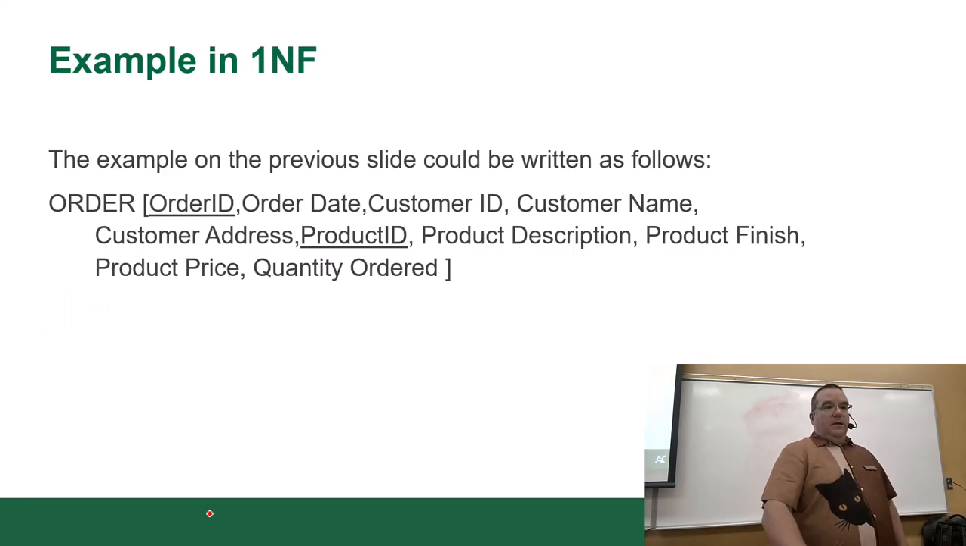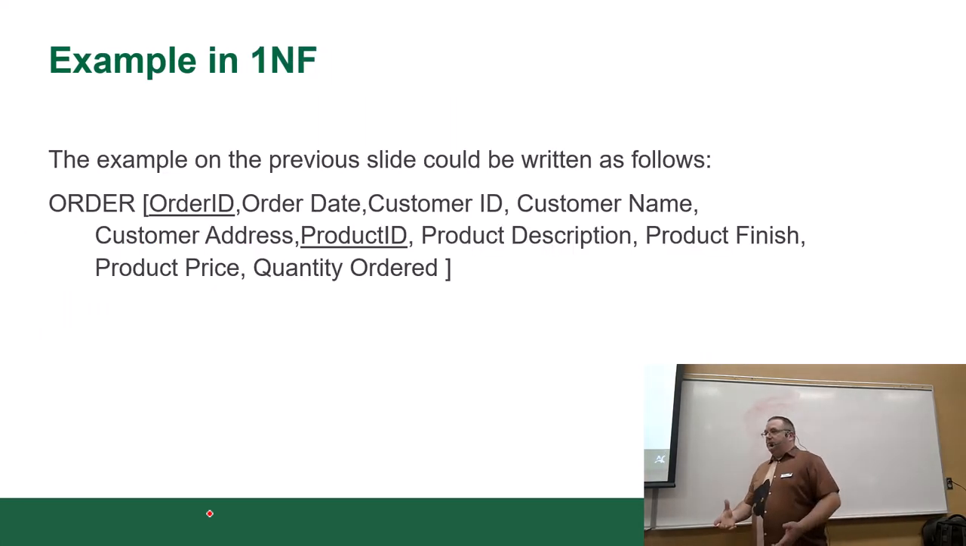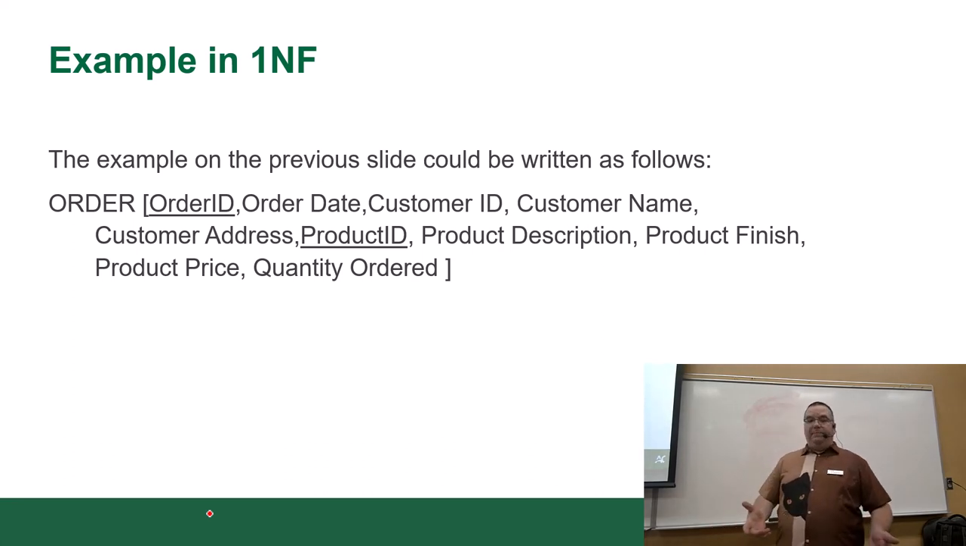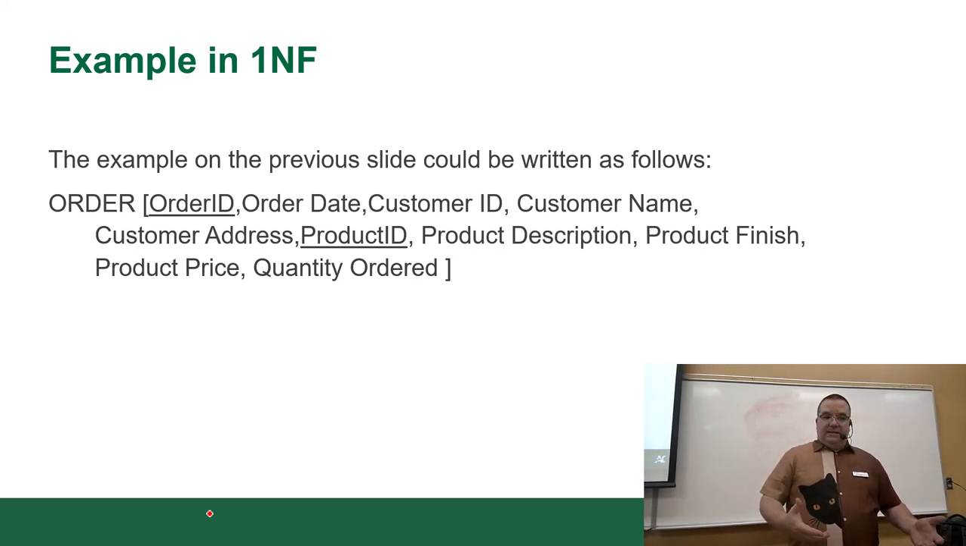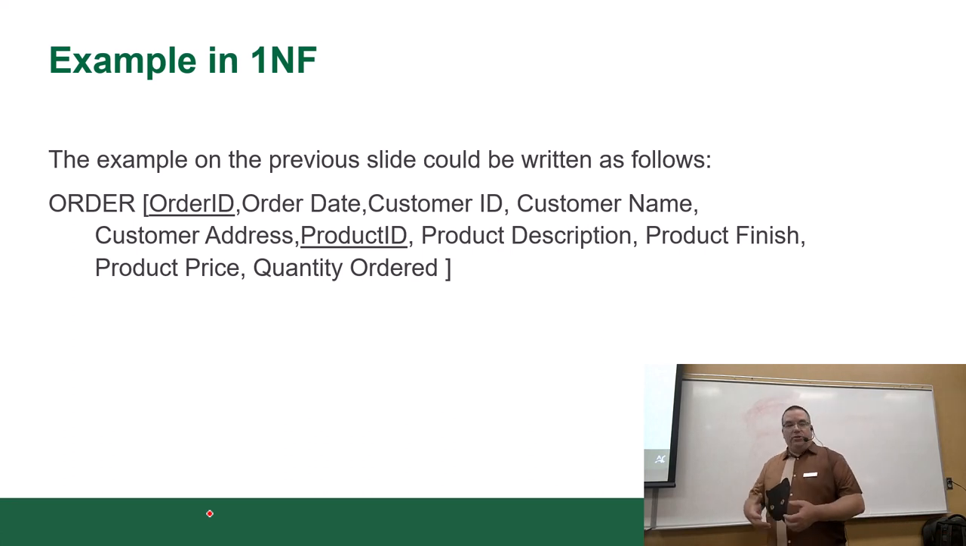So if we were to rewrite that example, you'd write it like this. It's still a really long entity, but you can see now that there's no repeating groups of columns. There's underlines to identify the candidate key or the identifier. So that's where we're starting.